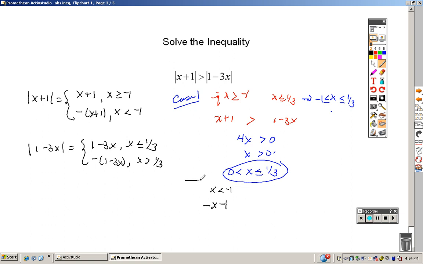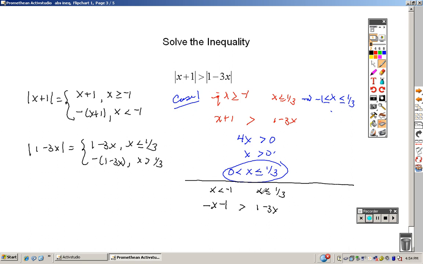Let me separate the problem. If I want to write 1 minus 3x, that's fine, 1 minus 3x. But then I'm saying to you that x has got to be less than or equal to 1/3. So the only way I can write this is if I know x is less than negative 1, and the only way I could write 1 minus 3x is if I know x is less than or equal to 1/3. Between, again, the absolute values was a greater than sign, so I'm going to put a greater than sign.